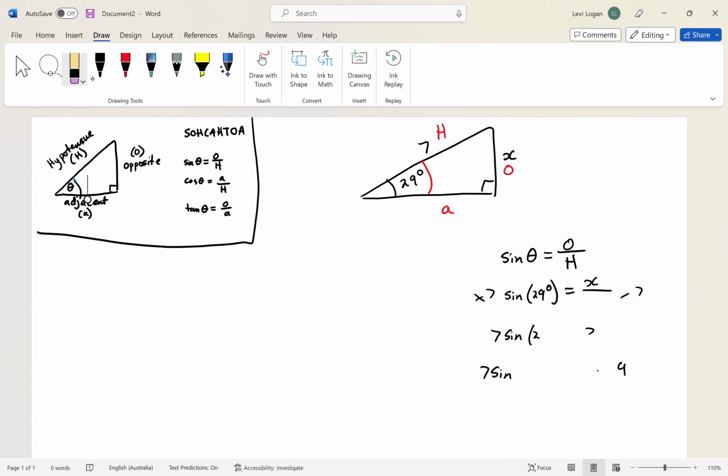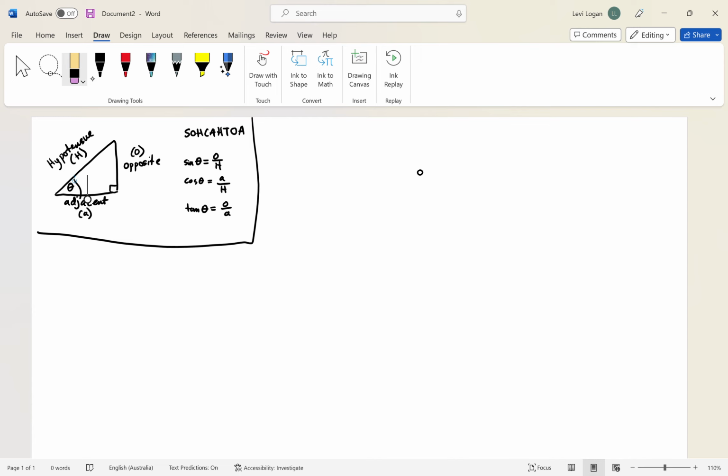Alright, rubbing that out, let's have a go at another one. Let's say we had another right angle triangle. I'm just going to draw this one a bit differently. I'll draw it like this. So it's a right angle triangle. Our angle is 53 degrees. We have a length, we have 2 here, and we want to find x here. So feel free to pause the video and have a go at this.